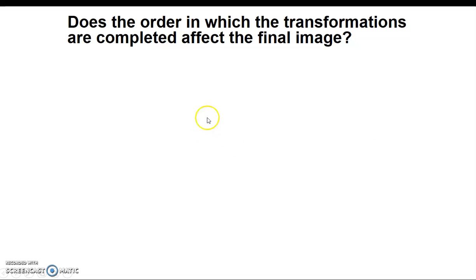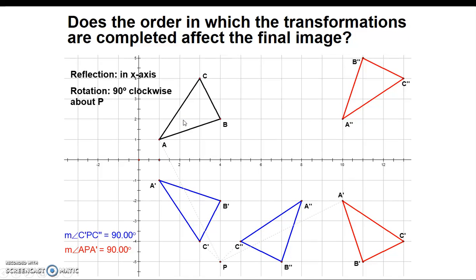Does the order in which the transformations are completed affect the final image? Let's check. We're going to do a reflection on the x-axis. Here's the black triangle, the original. Let's go ahead and reflect it over the x-axis. That gives us A prime, B prime, C prime, and then rotate it about point P. Here's point P, and that gives us the final image, which would be A double prime.